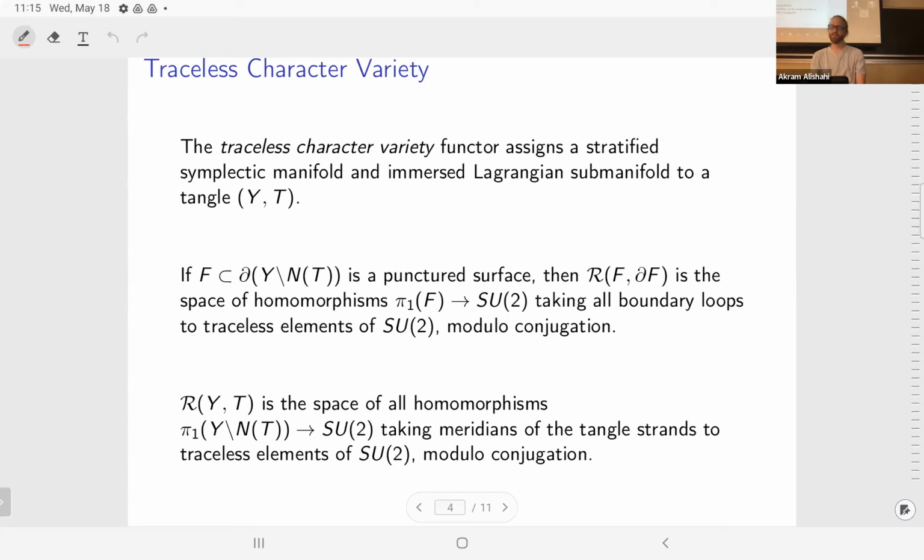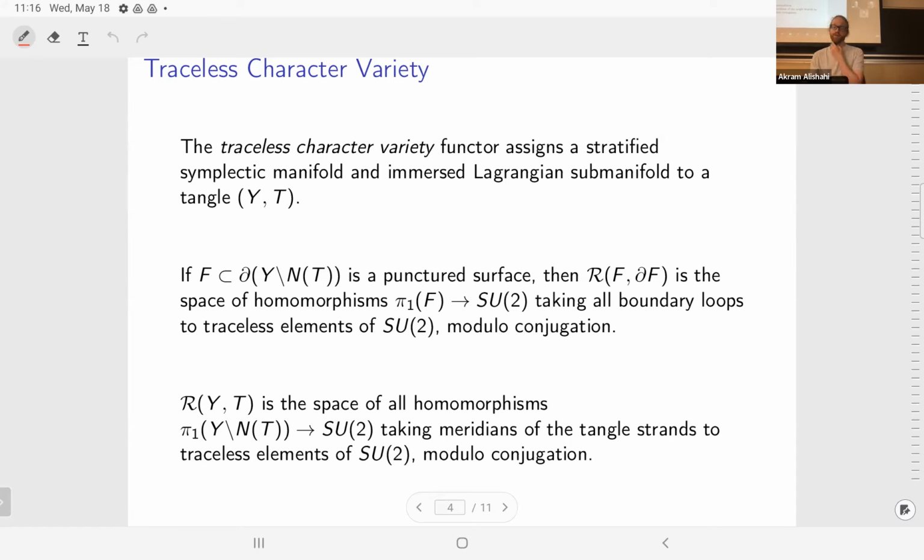So what is a traceless character variety? If I give you a punctured surface, then the traceless character variety for that punctured surface is obtained by taking all representations of pi1 of the surface into the Lie group SU2, so that any generator of that pi1 corresponding to a boundary component of our surface gets mapped to a traceless element of SU2. You can think of SU2 as a matrix group. I'm literally just taking the trace of a matrix. I'm asking for elements that have trace equal to 0. And then there's an action of SU2 on the set of these representations by conjugation. We just mod out by that conjugation action, and that's going to be our character variety.